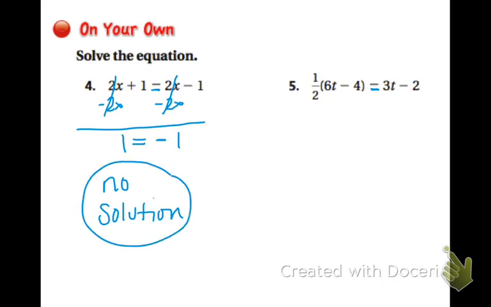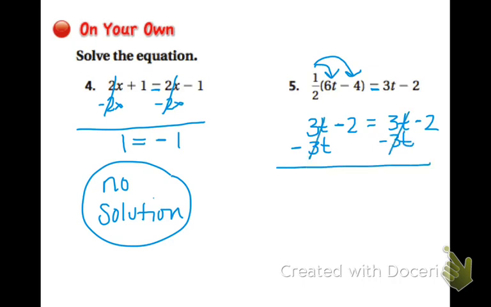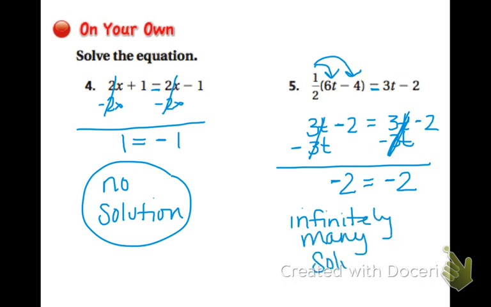Okay. How about here on number 5? We will distribute first. So half of 6t is 3t. Half of a negative 4 is a negative 2. And that's equal to 3t minus 2. You should see that it is the same thing on both sides, but let's continue with our problem solving. 3t minus 3t and 3t minus 3t cancels. Negative 2 equals negative 2. This is true all of the time. So we write infinitely many solutions.